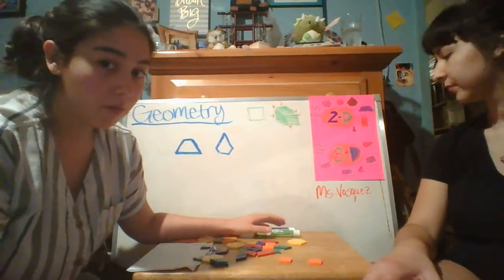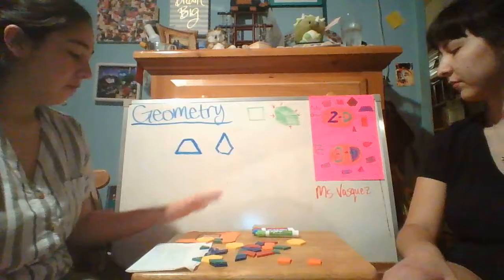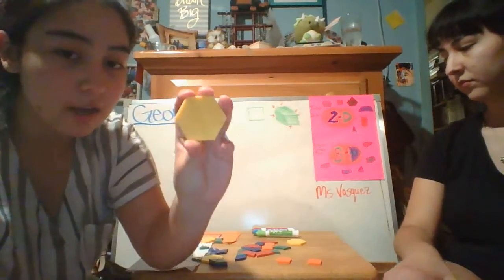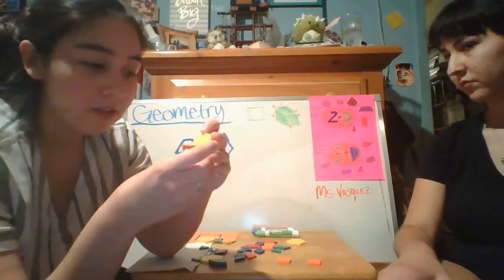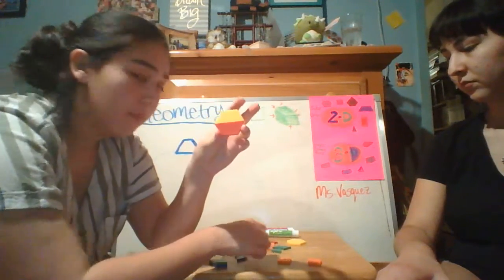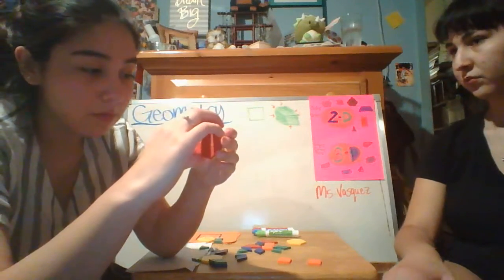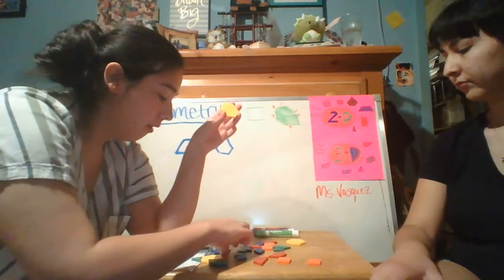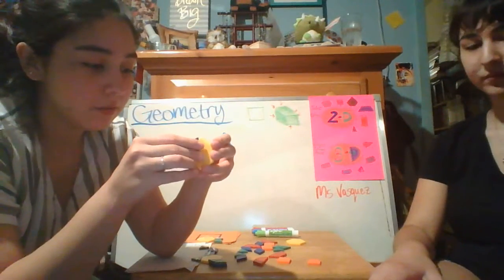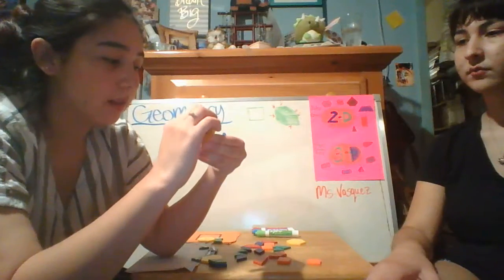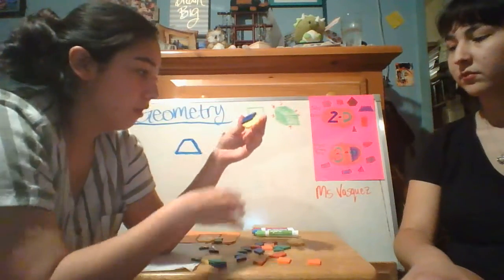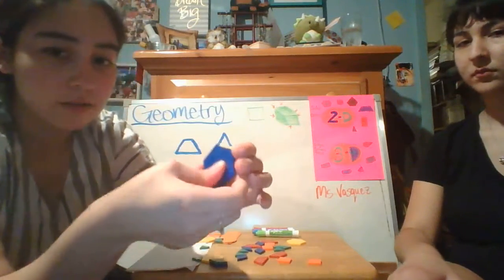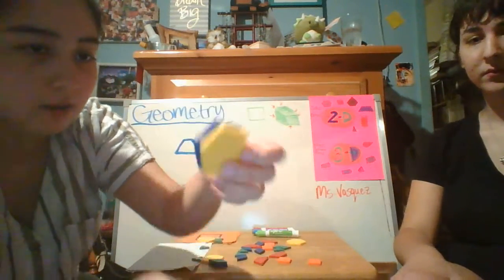to also decompose two-dimensional figures. So first, here I have a pentagon, and it takes 2 trapezoids to make a pentagon. Now here I have 3 parallelograms. 3 parallelograms make a pentagon.